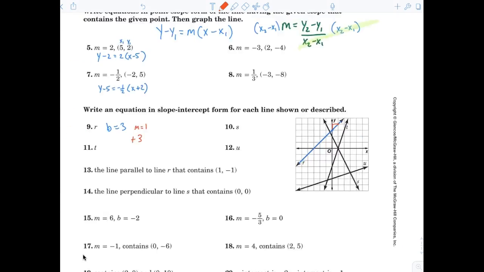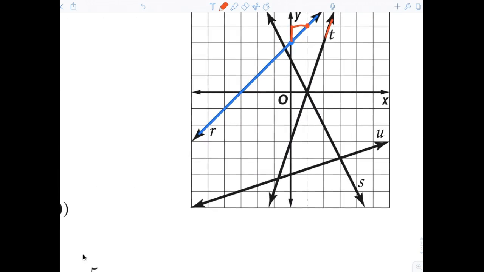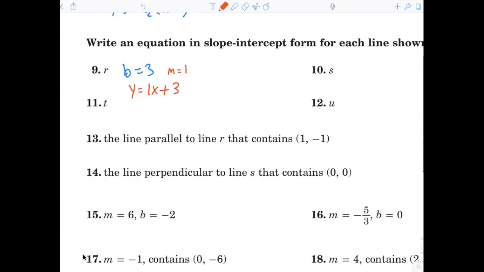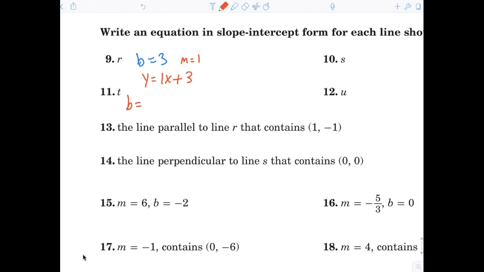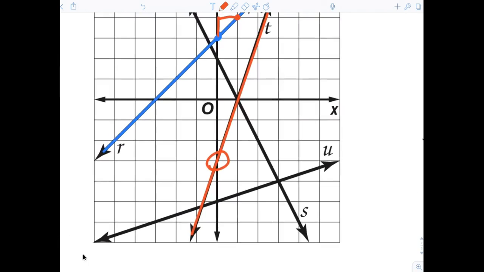All right, so I'm going to come over here and I'm going to graph t. And t looks like this line right here. So I'm identifying the y-intercept, which is what? -3. So I come back over. I'm just going to put b equals -3. Then I'm going to try to figure out what the slope is by finding another point.